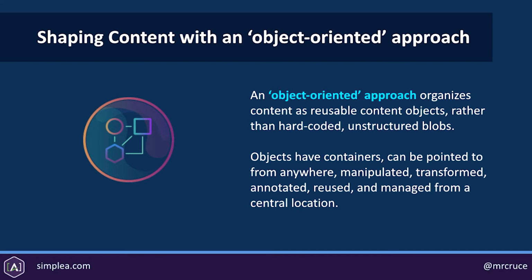An object-oriented approach recognizes content as reusable content objects rather than hard-coded unstructured blobs. Those objects are in containers and they can be pointed to from anywhere, manipulated, transformed, annotated, reused, and managed from a central location. So an object, let's say a title, if it lives in 5 or 6 different renderings, can be one entity that we are pointing to, and it can have multiple renditions of itself.